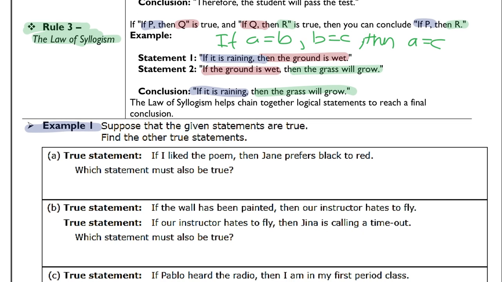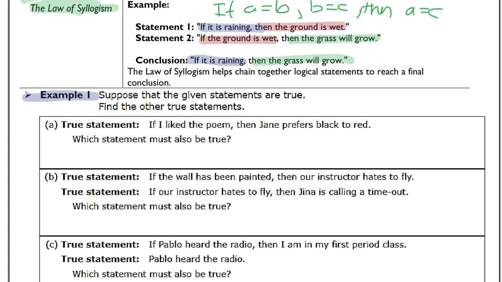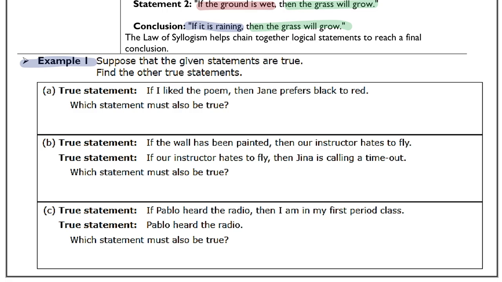This is all we're doing today, just identifying the rule and stating which statement is also true, like a logical conclusion. So above the statements, make sure you're watching those. The first thing is, this is a true statement: if I like the poem, then Jane prefers black to red. So let's identify what would be a true statement. Because we are just given a conditional statement and nothing else, since the conditional statement is true, we can always say rule 1, the truth of a contrapositive. So if we know the original statement is always true, then we can always flip it around.